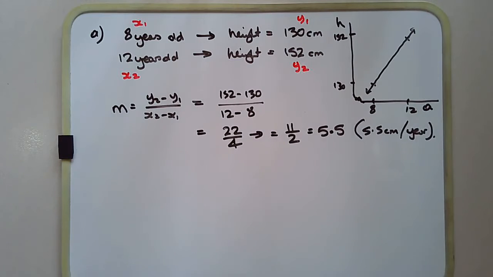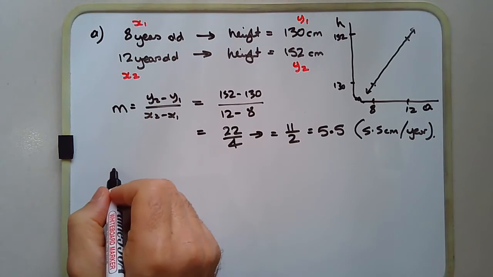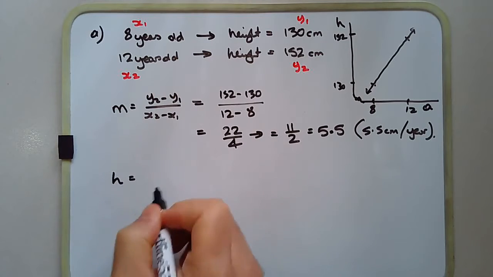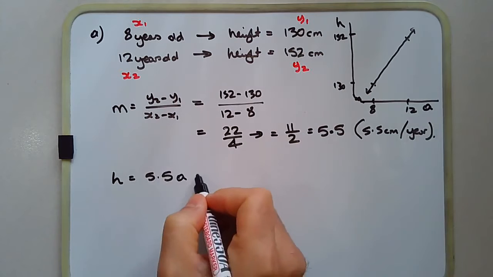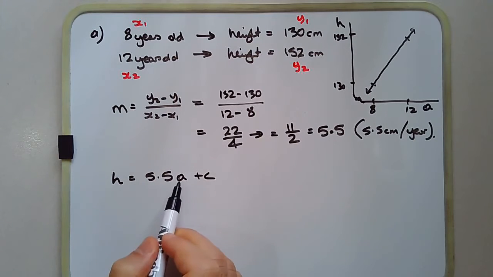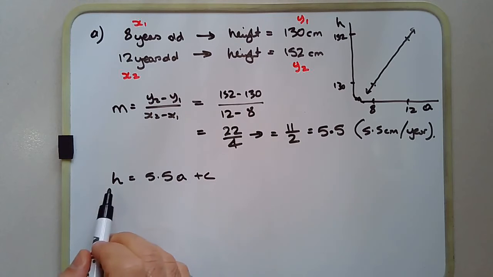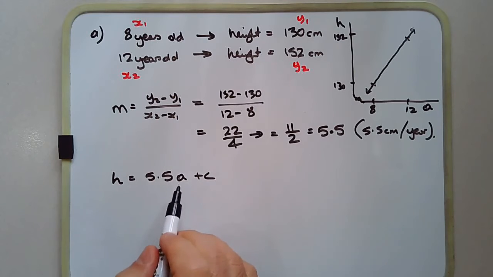Now what we need is the y-intercept, to express this relationship correctly in the form y equals mx plus c. So height is equal to 5.5 times the age plus c. So that's our x value. Remember what we call the x value when we're not using the letter x. We call this the independent variable. When we're not using the letter y and we're using some other pronumeral, we call it the dependent variable. So the independent variable here is age, a.